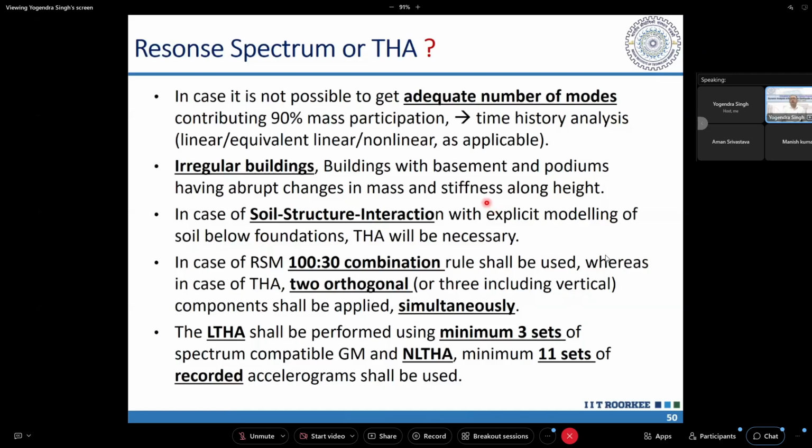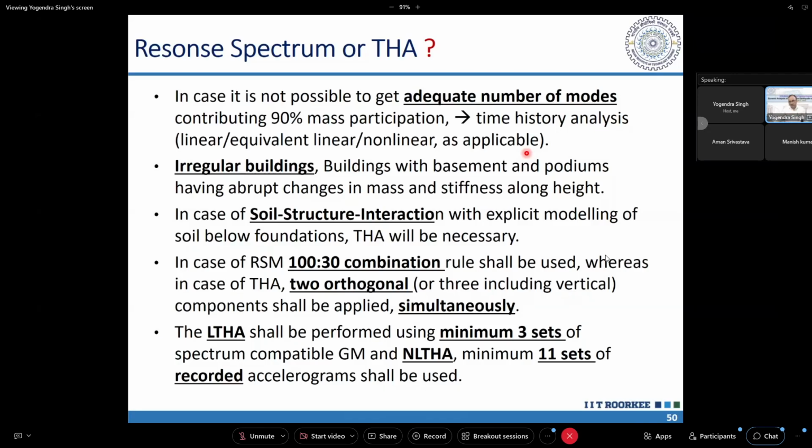Now, one question which we always have to face is whether we should use response spectrum analysis or time history analysis. That question was coming from you in the morning also. So let me tell you, response spectrum analysis is also as accurate as the time history analysis if we get an adequate number of modes, which give more than 90% mass participation. Let us say we are getting close to 100, 93, 95. Then the time history analysis is going to give us almost the same results as the modal analysis.